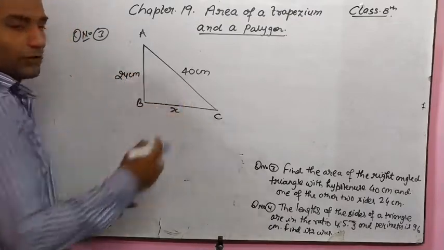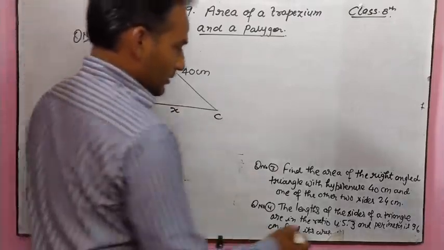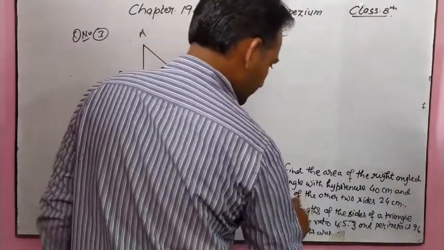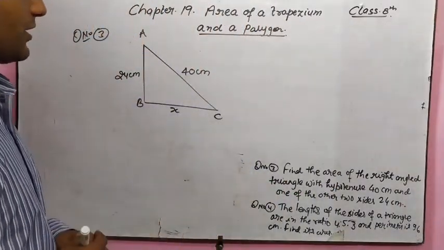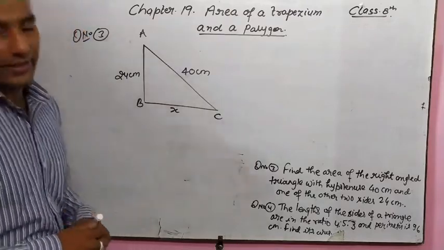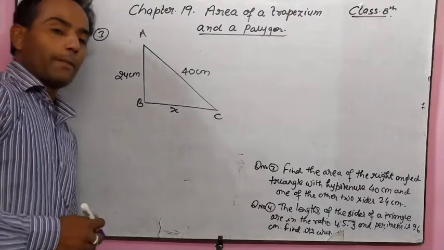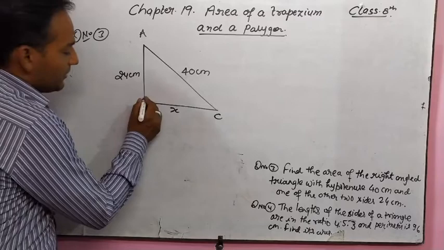And let this be x. We don't know. We have to find the area. Okay. Find the area of the right angle triangle with hypotenuse 40 centimeter and one of the other two sides is 24 centimeter. So to find out the area of a triangle, we need base and height. We don't have base. We have height because 90 degrees here.